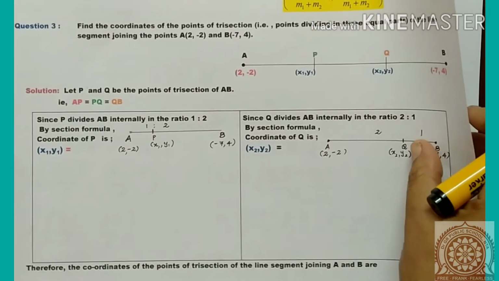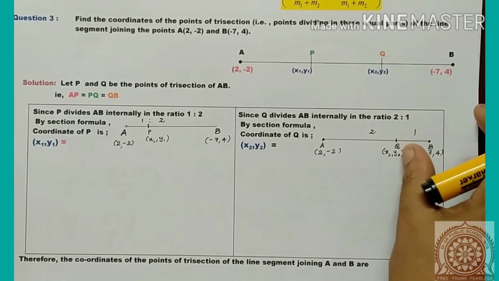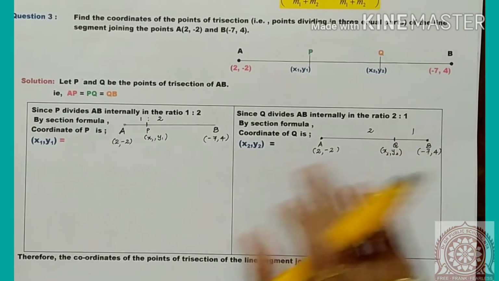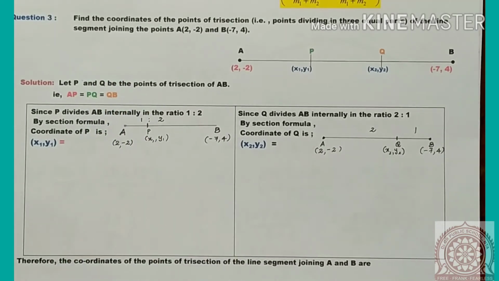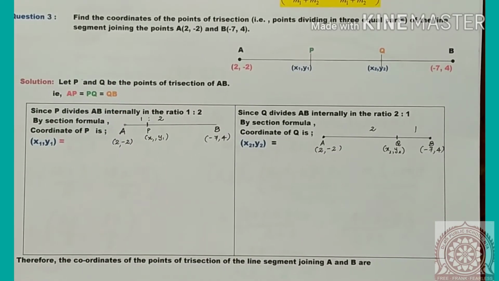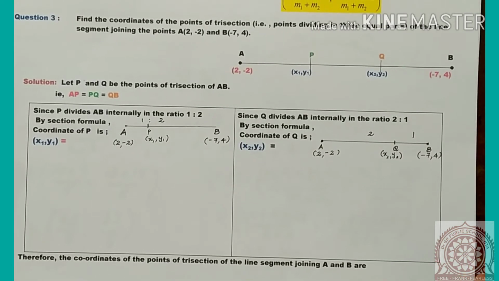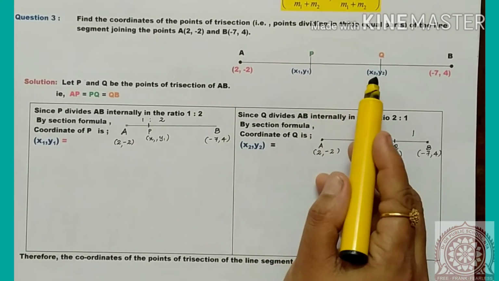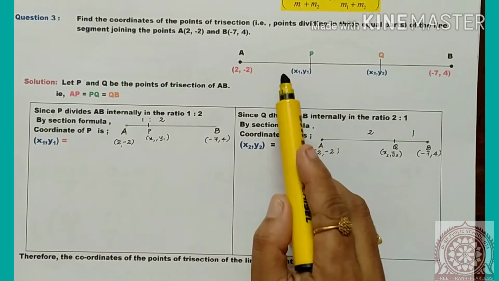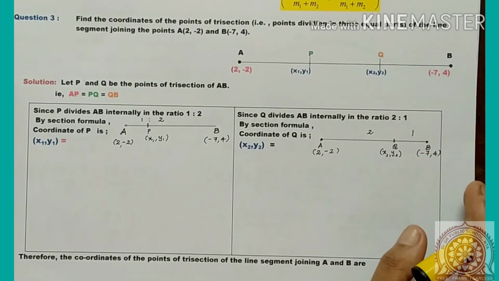This question seems to be very important. Question number 3. Very important question. Look at the question. Find the coordinates of the point of trisection. What do you mean by trisection? Trisection means divide something into 3 equal parts. To divide something into 3 equal parts, how many points do you want? 2 points we need. Let them be taken as P and Q. To divide something into 3 equal parts, we want 2 points.